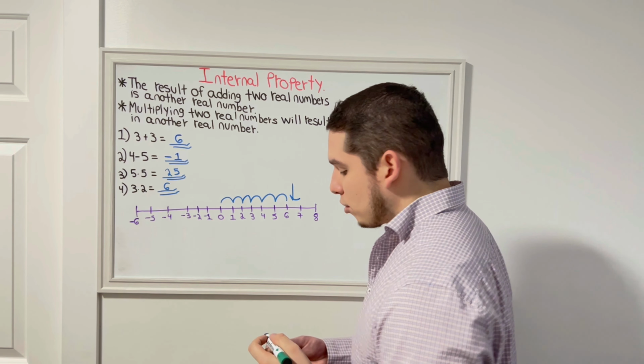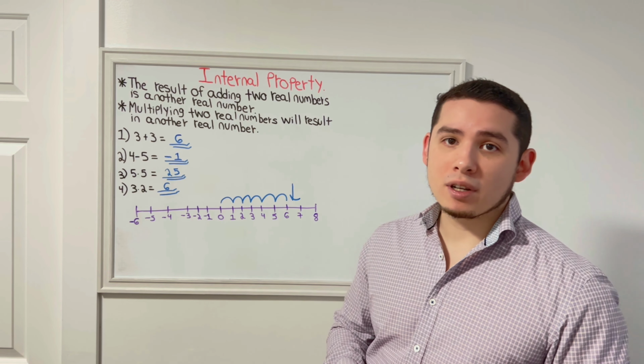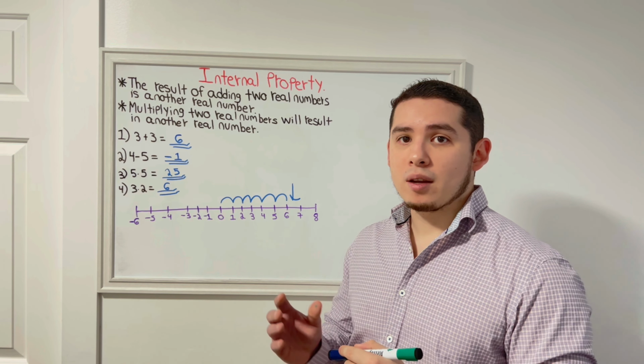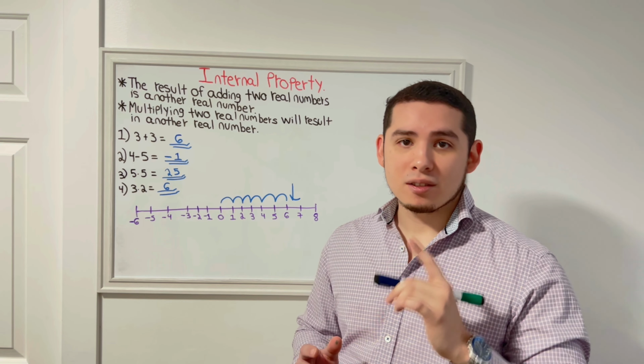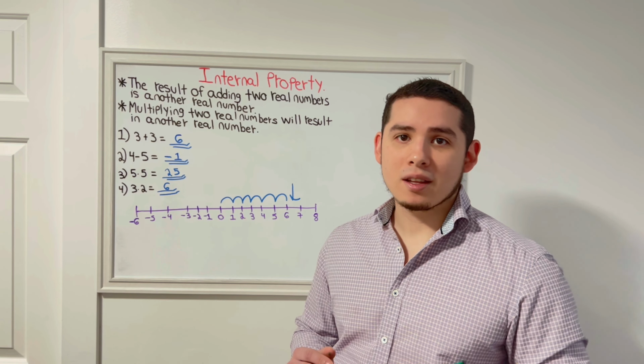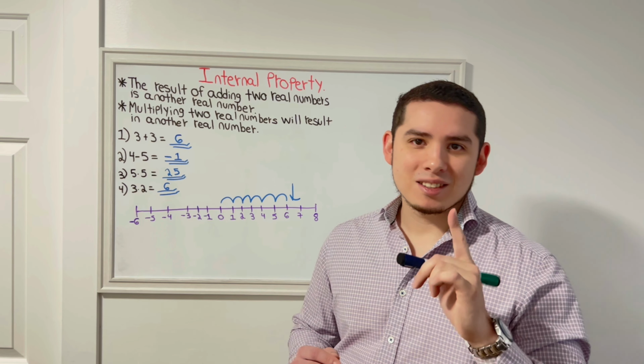This is the explanation of the internal property, and this one is the first of all the properties of the real numbers. Remember, the problem is not your capacity, it's assuming that you cannot achieve it.